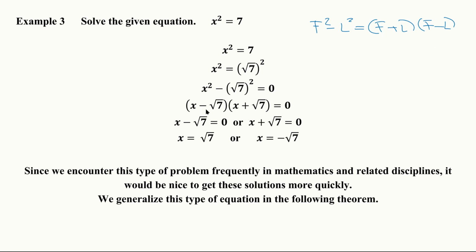So here we end up with x minus square root of 7 times x plus square root of 7 equals 0. And then we apply the zero factor property, so we get x is either square root of 7 or x is equal to negative square root of 7 once we solve those two simple linear equations. Now, because we encounter this type of problem very frequently in mathematics and related disciplines, it would be nice to get to these solutions much more quickly. And so we're going to generalize this type of equation in the following theorem.